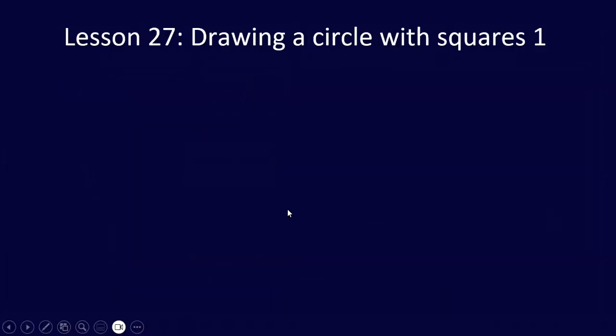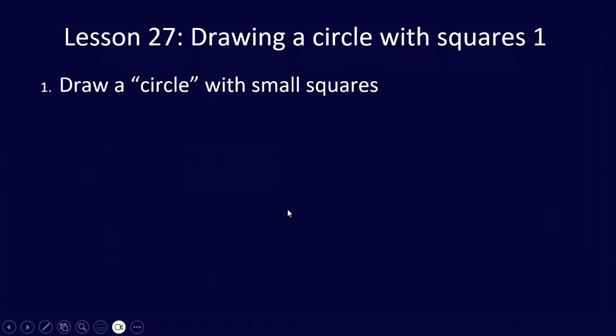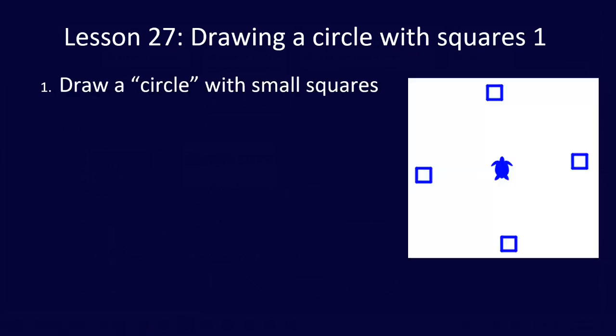Drawing a circle with squares. What do you mean by that? Draw a circle with small squares. It's like this. Then we'll think about how to do this. Stop the video and think, and if you want to, you can try yourself to draw this. So, were you successful? I hope you were.